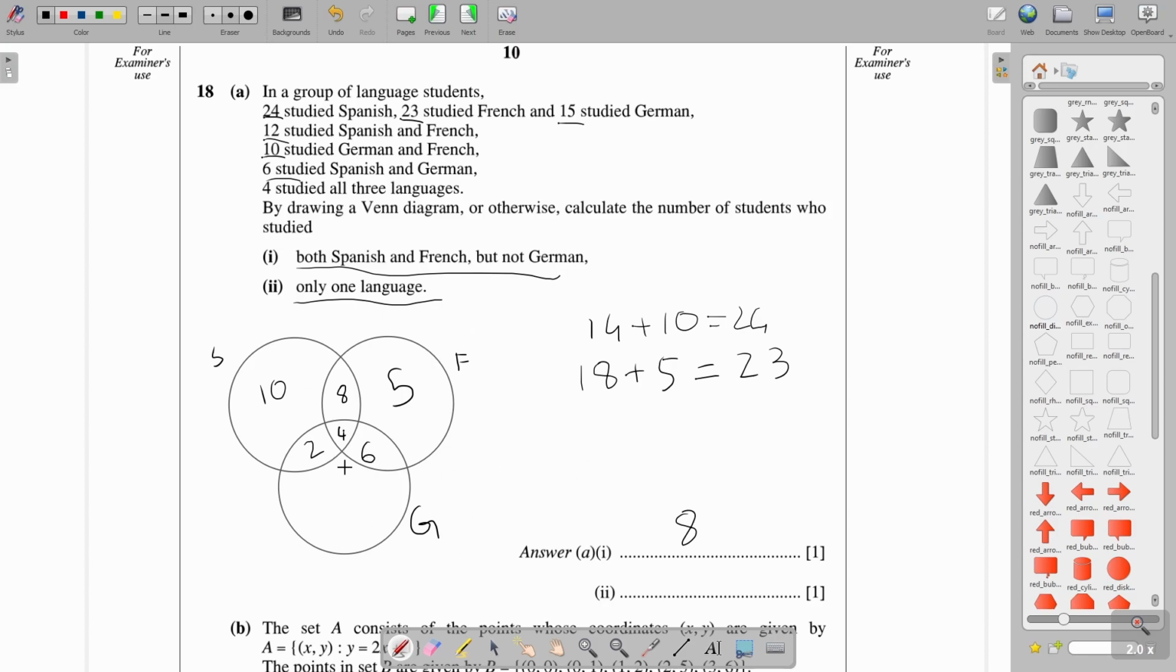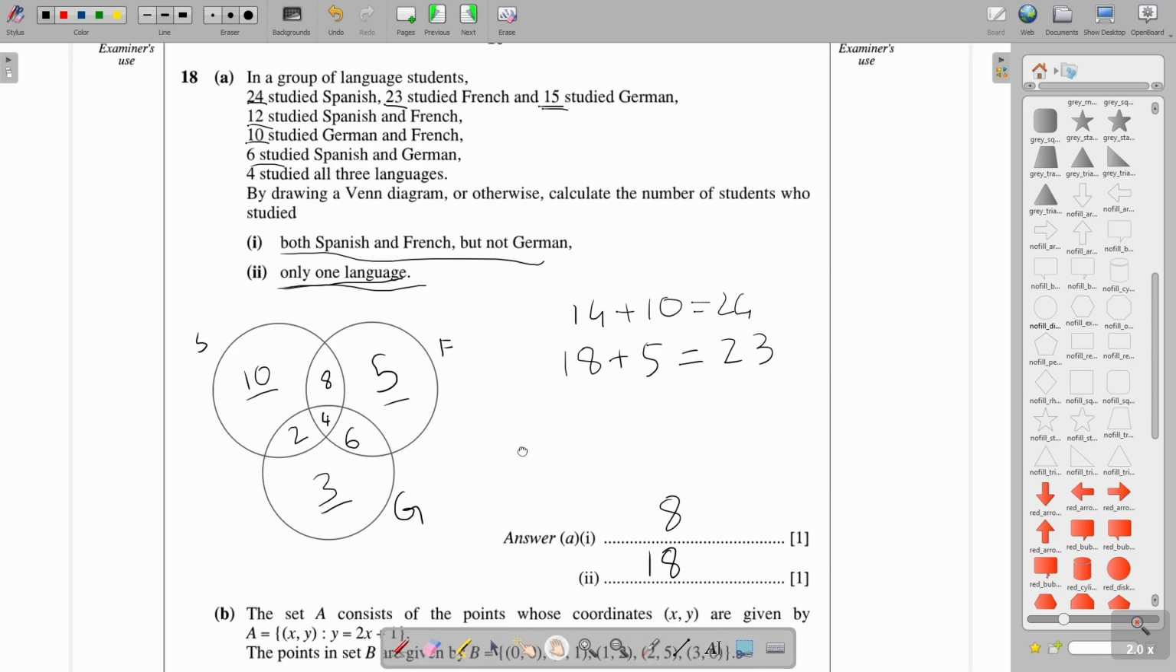And then lastly, 6 plus 4 is a 10, and that makes a 12. And we know 15 total studied German, so this would just be a 3, because then if we add all these together, 3 plus 2 is 5, 4 plus 6 is 10, 5 plus 10 is 15. So this gives us the entire Venn diagram, and now we just need these numbers, which are students who only study one language. And then we add these together, so 10 plus 5 is 15, plus 3 is 18. So there are 18 students in total that only study one language.